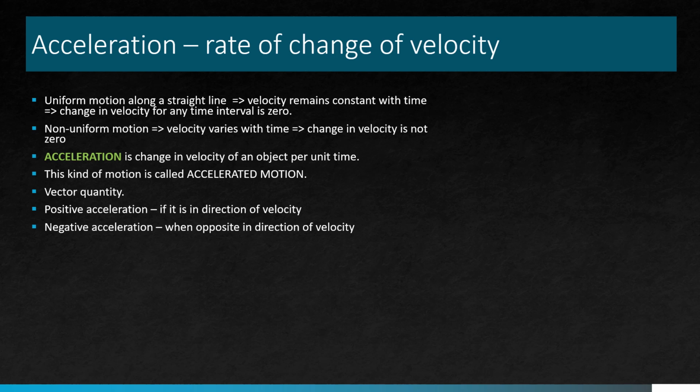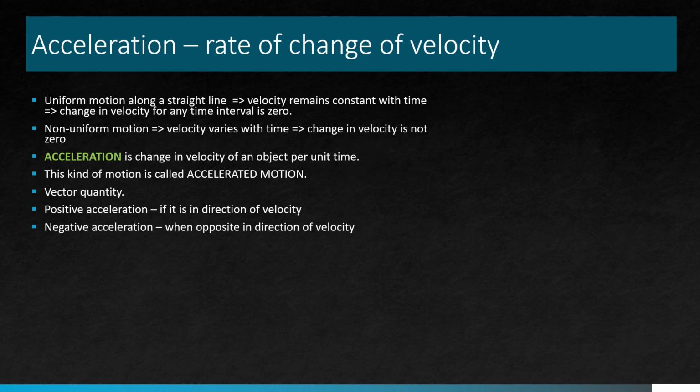The kind of motion then is called accelerated motion. Acceleration, like velocity, is a vector quantity. Direction is involved, and so there could be two types of acceleration. Positive acceleration is said to be when the direction of acceleration is in the direction of velocity. Negative acceleration is when it is opposite in direction to that of velocity.